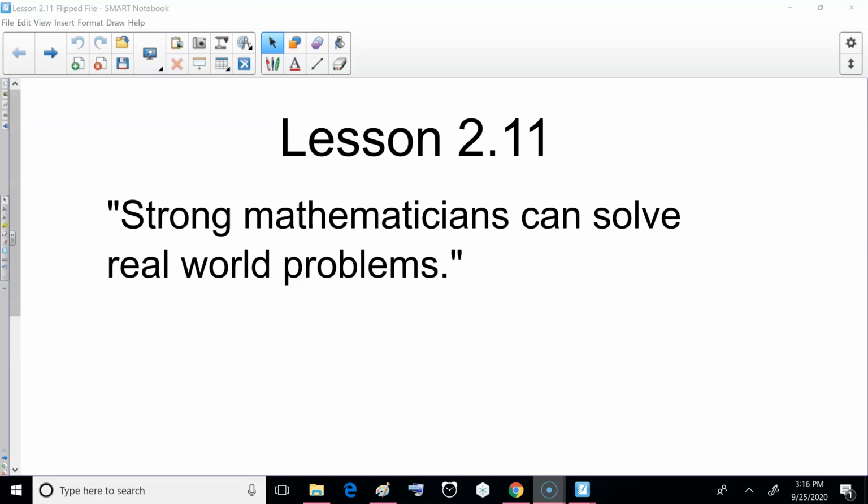Hello, class. On today's lesson, lesson 211, strong mathematicians can solve real-world problems. So, we're doing our multiplication skills, and we're going to apply those in real-world situations. So, take out your pencil, your notebook, write down today's date, and let's begin.